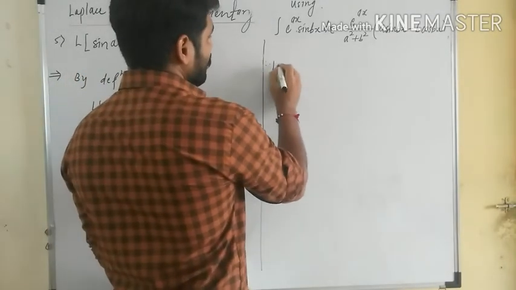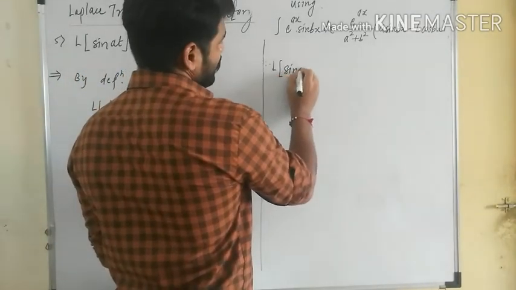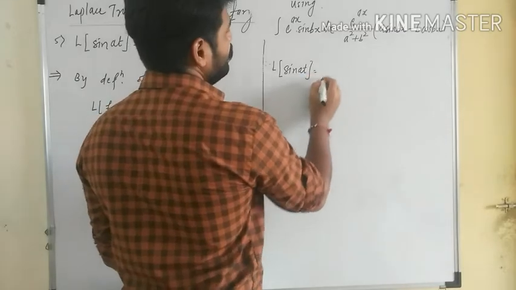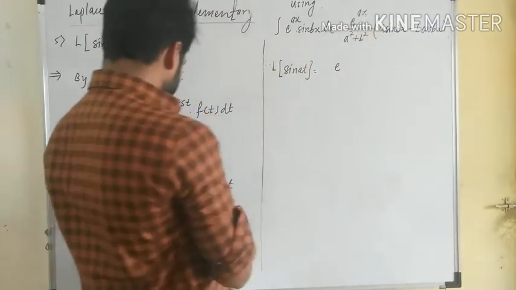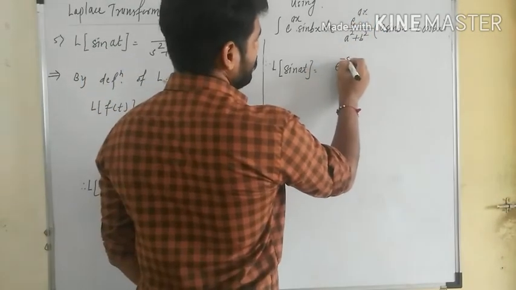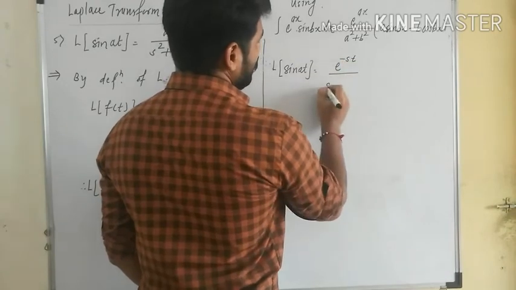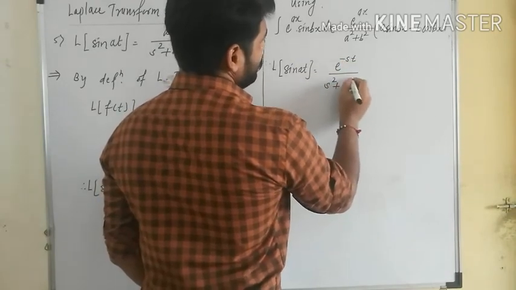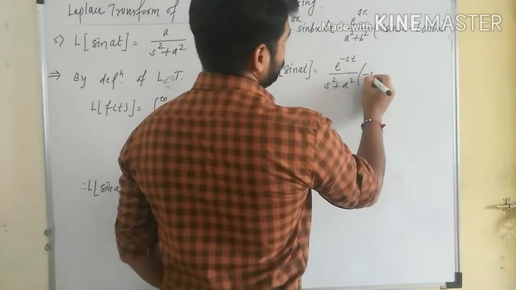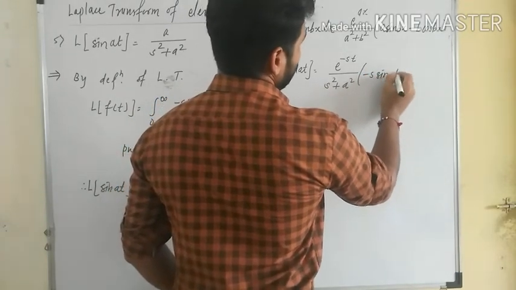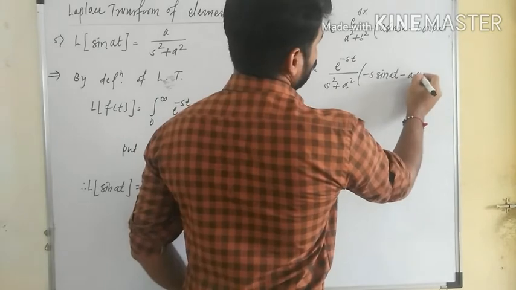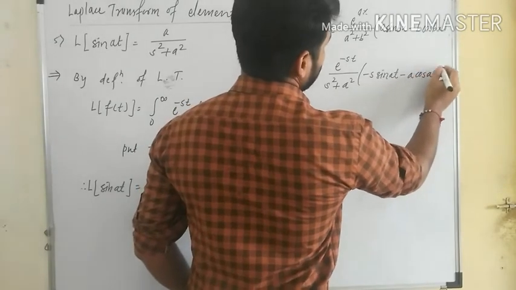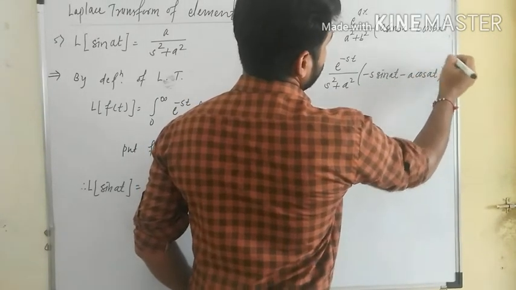Therefore, Laplace transform of sine at is equal to e raised to minus st upon s square plus a square, into bracket minus s sine at minus a cos at, limits from 0 to infinity.